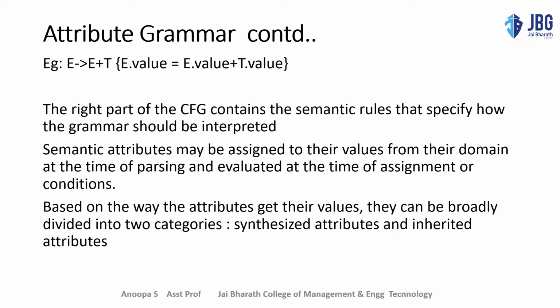Based on the way the attributes get their values, they can be broadly divided into two categories: synthesized attributes and inherited attributes. So we said that we will have productions, we will associate rules, and for these attributes we will evaluate the attributes. How the attributes are evaluated, we can categorize into synthesized attributes and inherited attributes. Now we'll see how they get their values.